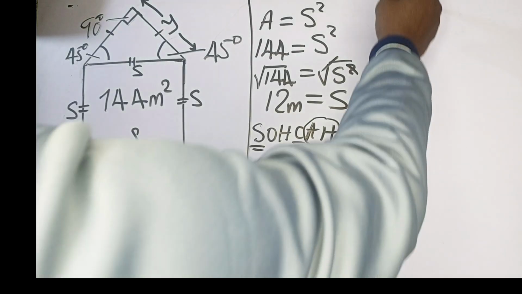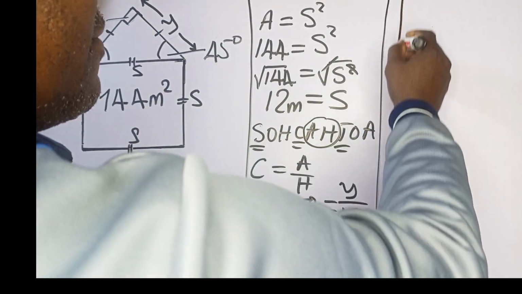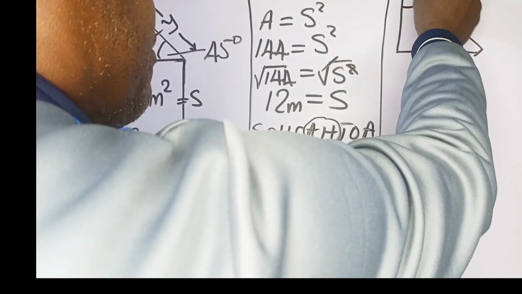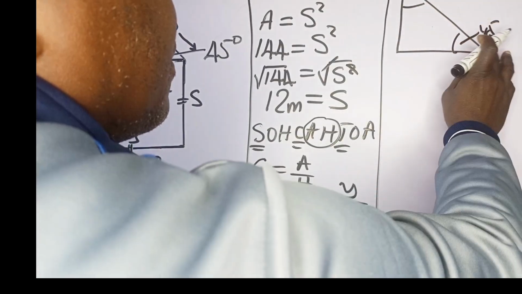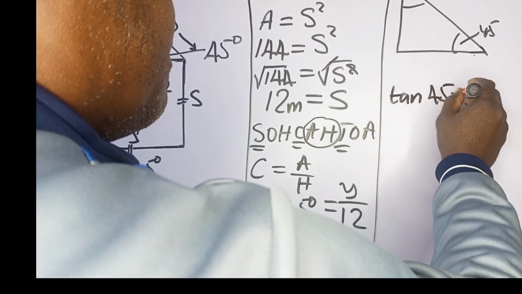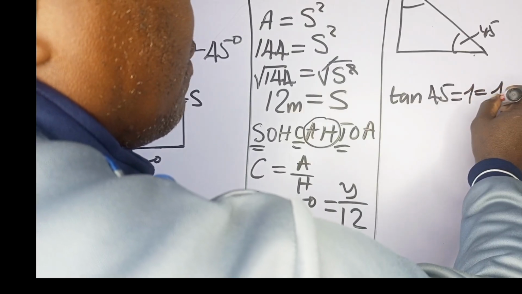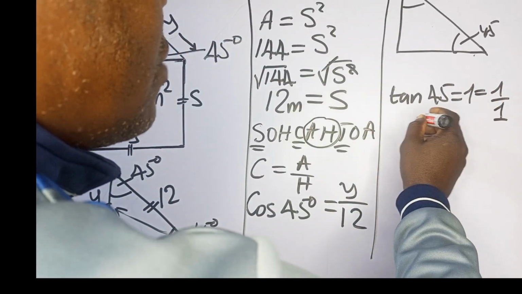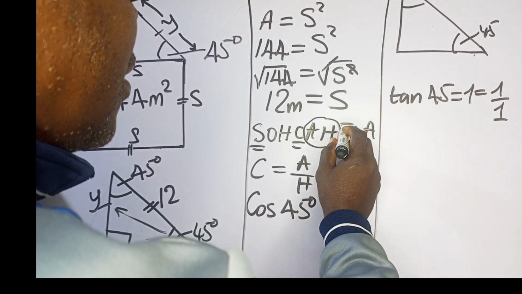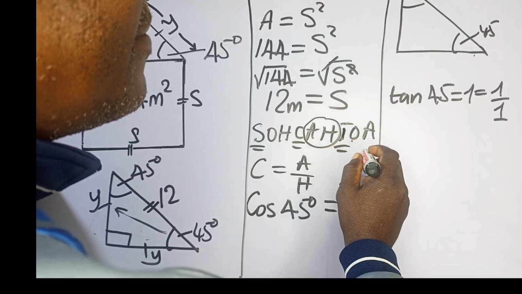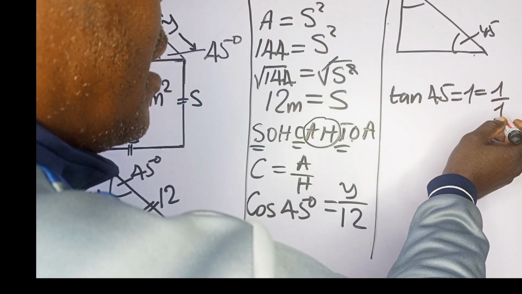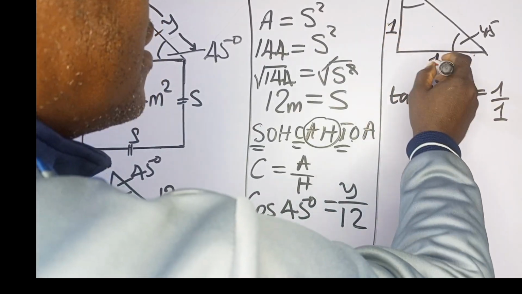All right. We know that with angle 45, tan 45 is 1, which can just be written as 1 all over 1. Tangent is opposite all over adjacent. So if we take this, the opposite of this is this. So opposite all over adjacent. So how do we get this one?